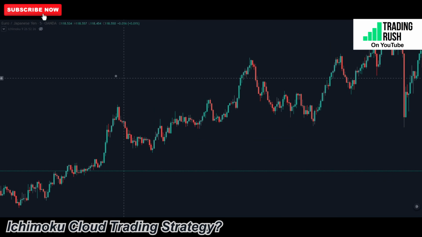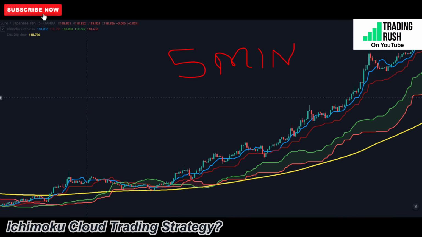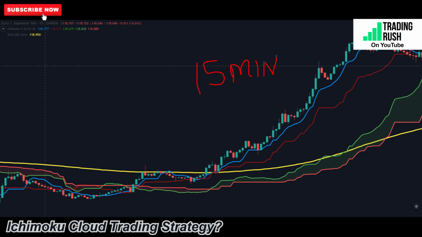Furthermore, you can get detailed information on the overall direction of the trend if you use the Ichimoku cloud on a higher time frame. Let's say you are looking to take trades on a 5 minutes time frame. Switch to 15 minutes time frame and see if the price is below or above the Ichimoku cloud.